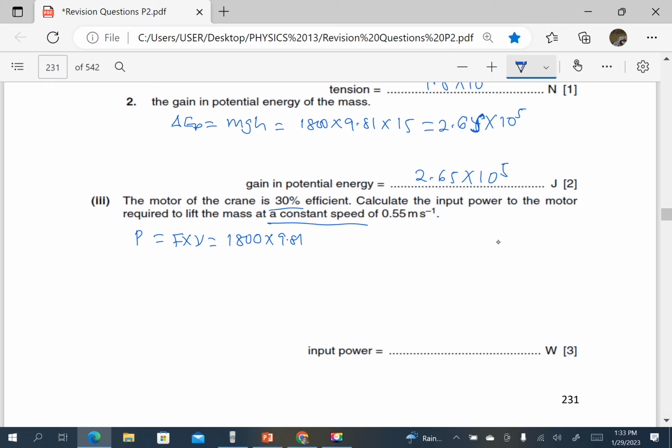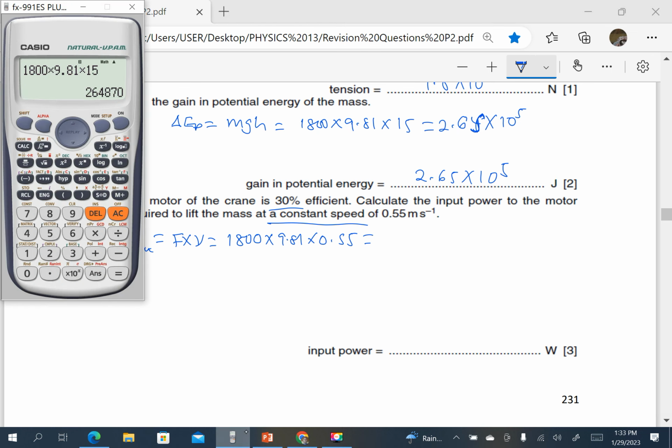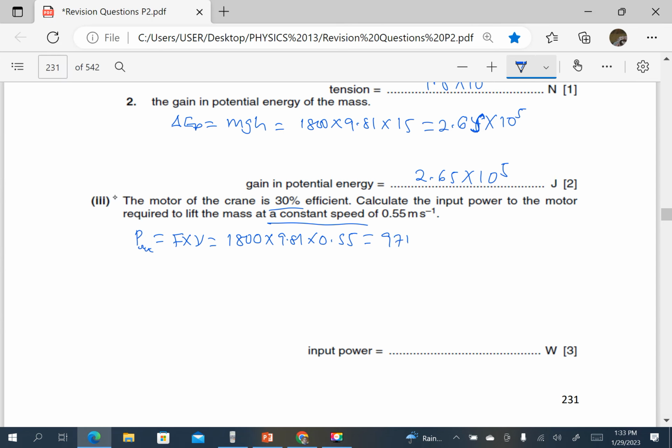Then times the speed, which is 0.55. This is power out, or power that we need to output. So that is 1800 times 9.81 times 0.55. So this is 9711 or 9712 watts. That is the output power.